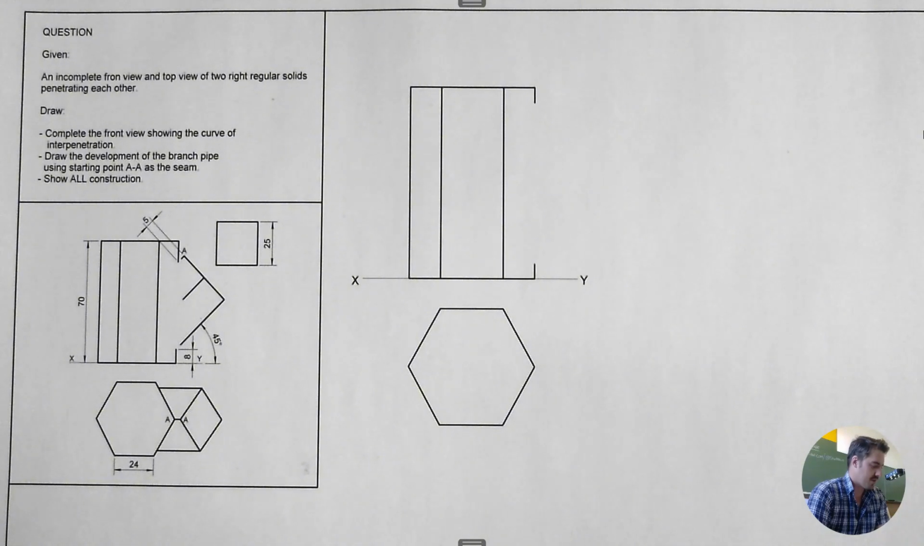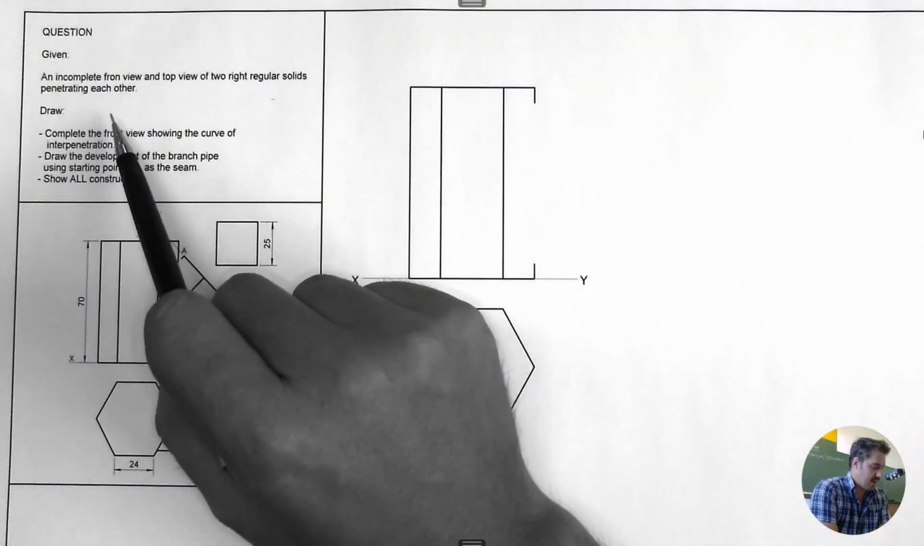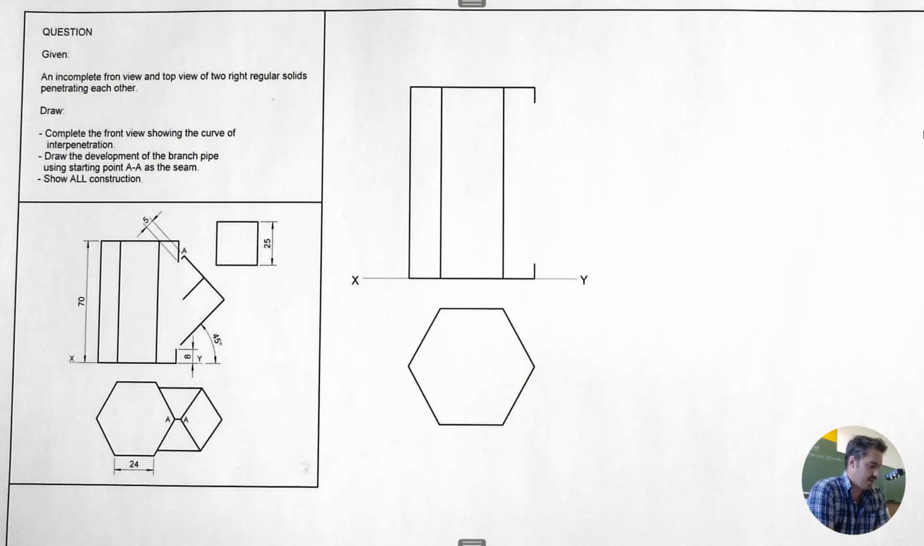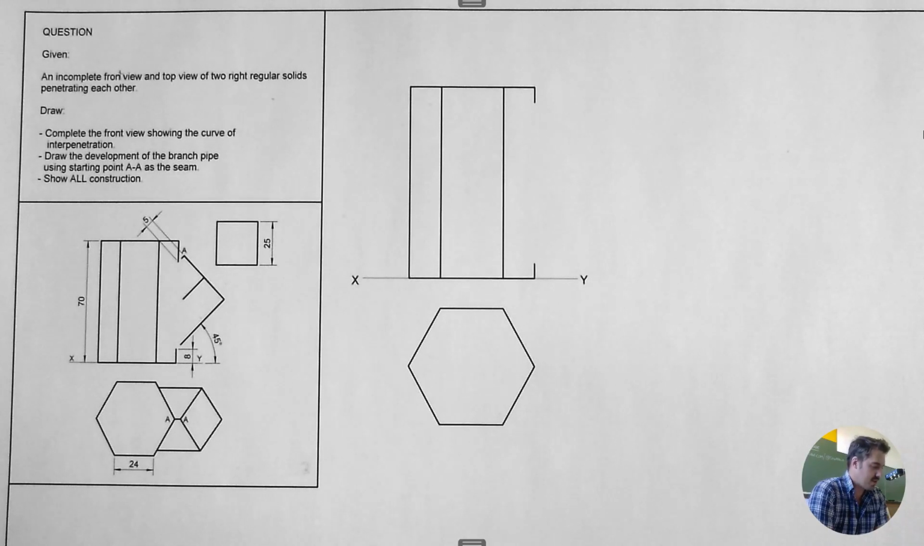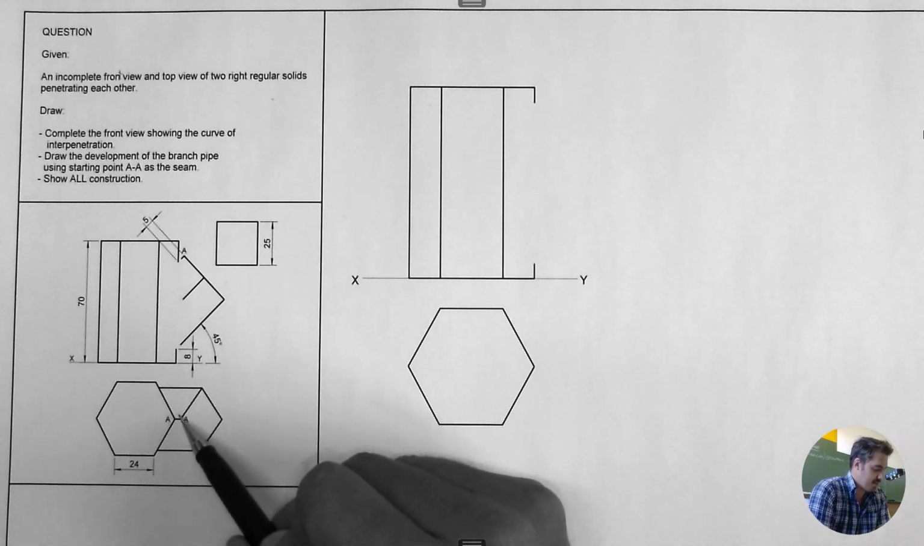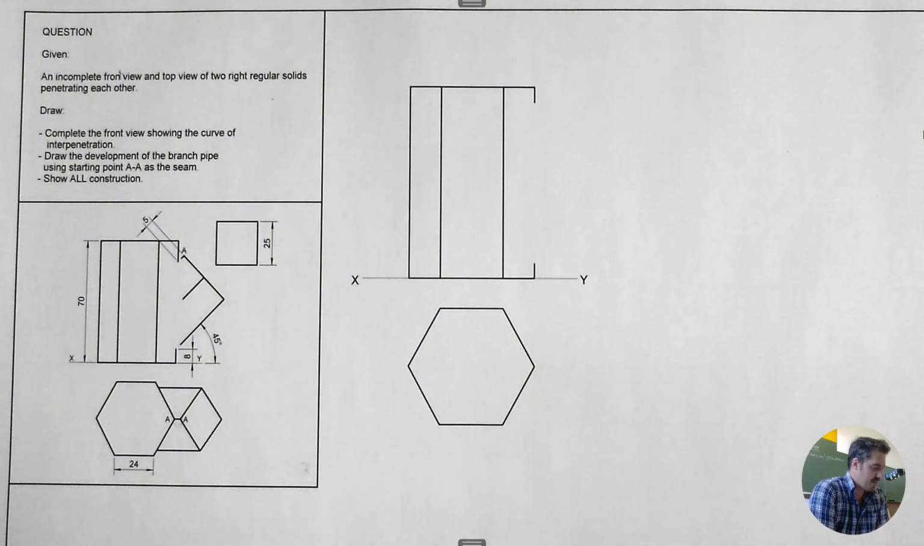So your instructions are as follows. An incomplete front view and top view of two right regular solids penetrating each other. Complete the front view showing the curve of interpenetration. Draw the development of the branch pipe using starting point AA as the seam. There's the starting point. And then show all construction.